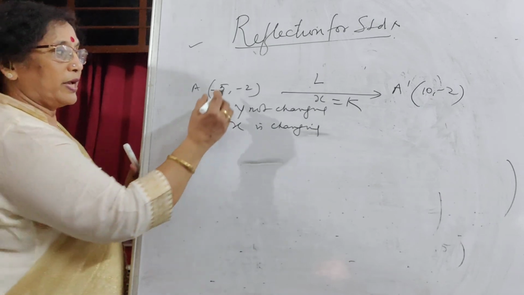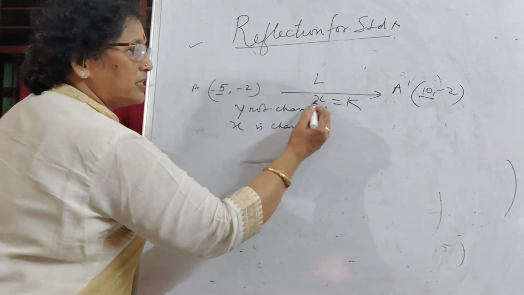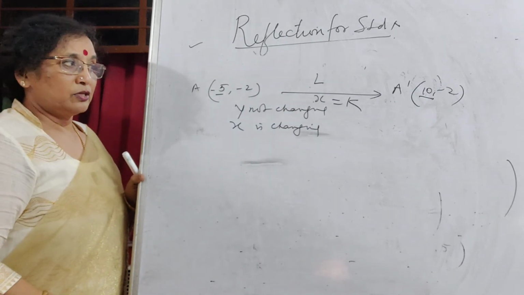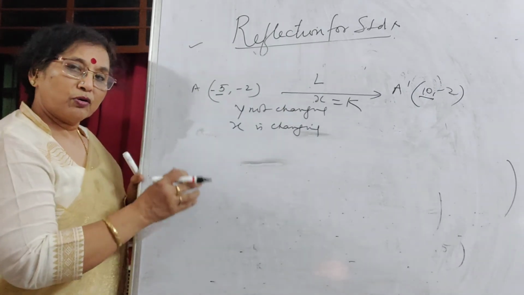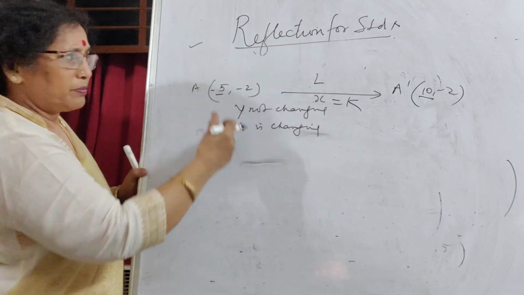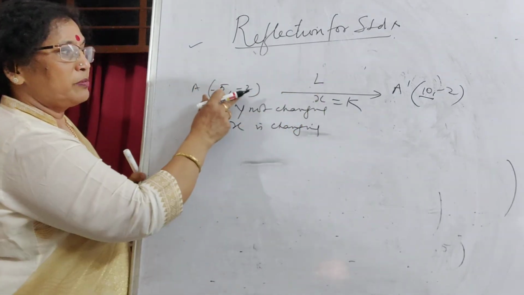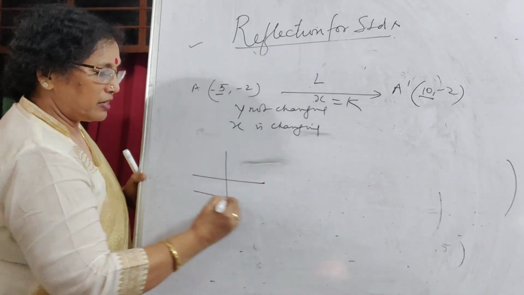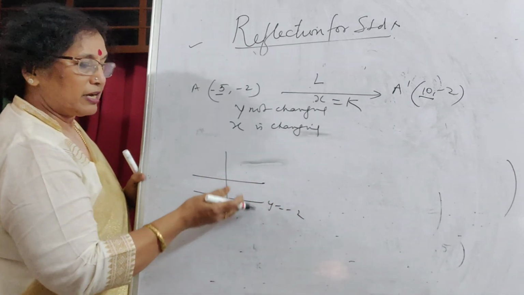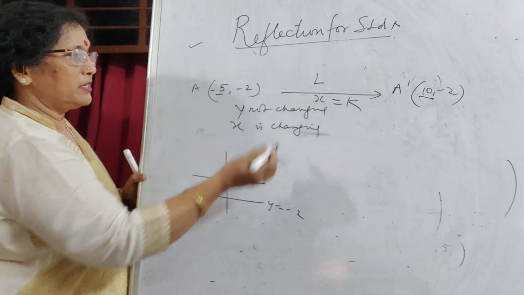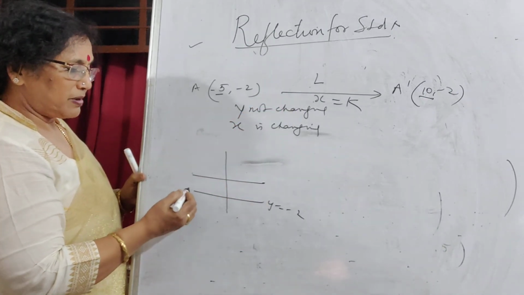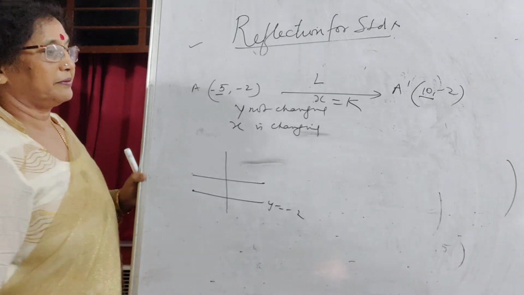Right? So if x is changing, take x. If y is changing, x won't change. So without a graph you can do it, or if you have doubt, you can do a graph. You can plot this. So this will be a line parallel to y equals minus 2, parallel to the x-axis. So locate this point: 5, minus 2 will be here. So the other point will be on the line.